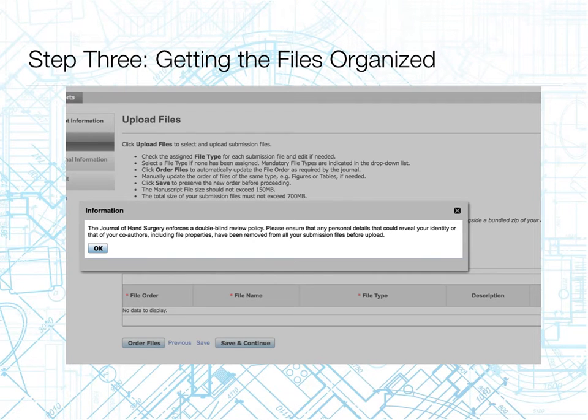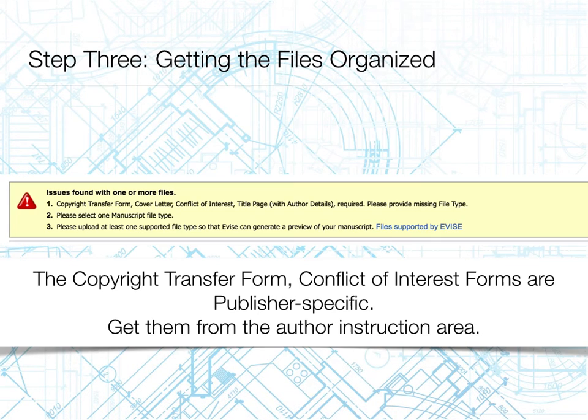You'll eventually make it to the file upload page. These folks at Journal of Hand Surgery nicely remind you to make sure your work is blinded. This rule will vary from journal to journal, but make sure that you know what it is for your manuscript. There are certain mandatory components and optional components. These are listed in the dialog box, and it reminds me I haven't uploaded them yet.